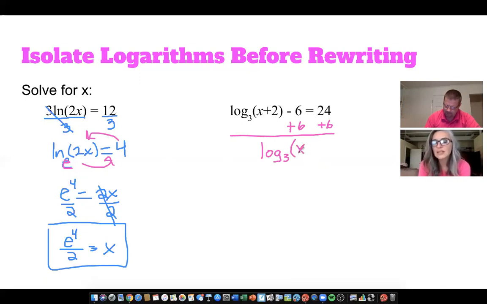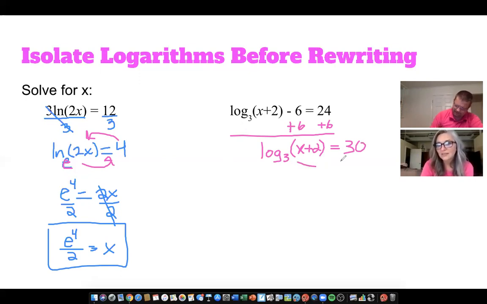So he's doing the same thing on this right-hand problem where he's isolating the logarithm, only this time the outside operation is -6, so we just added 6 to both sides. The fact that x plus 2 is inside that logarithm where you've got that plus sign is fine. It's no big deal.